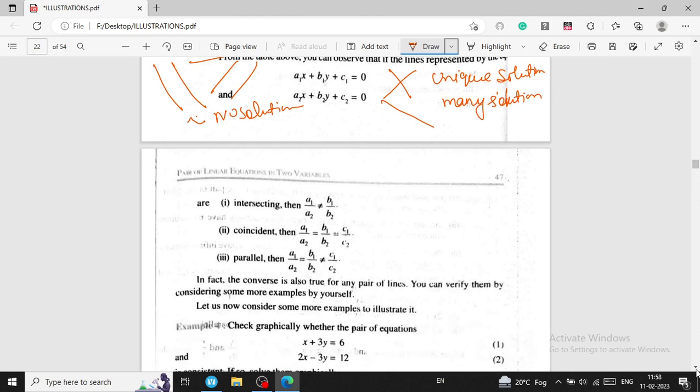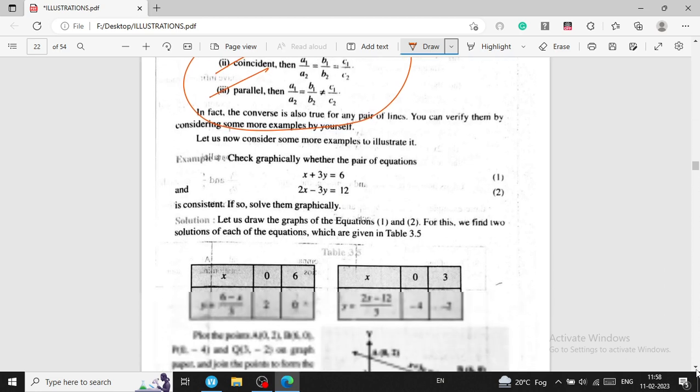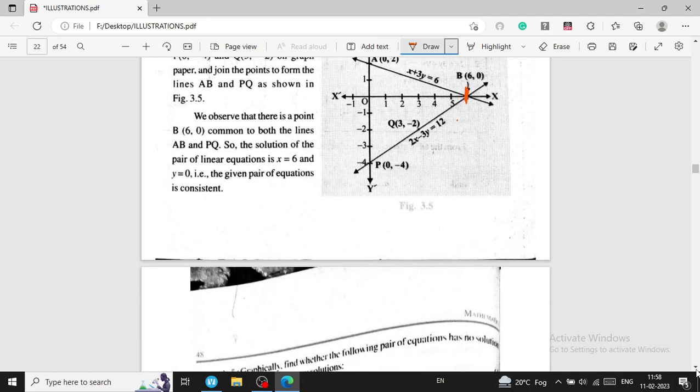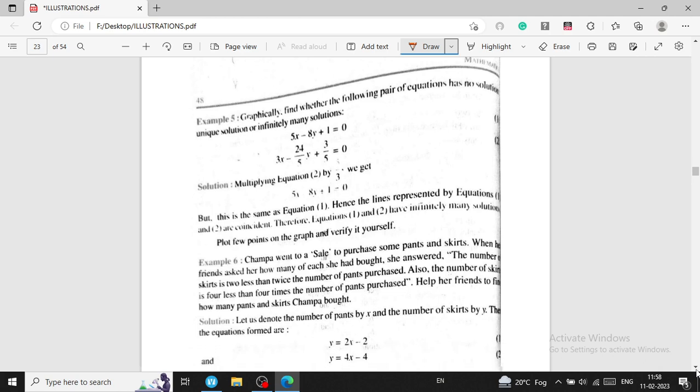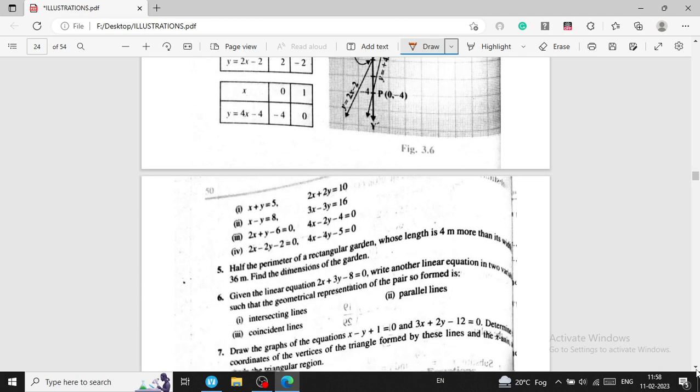Now next, this is the formula given in your book. You can learn it for solving questions. Now next, you can see this example. When two lines are intersecting, that means it is a unique solution, and this pair of equations is consistent. You can see here this is also a unique solution.